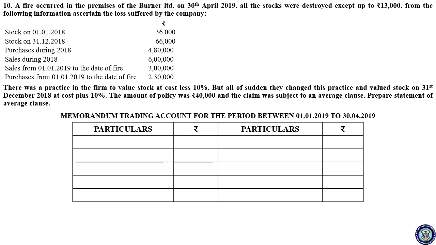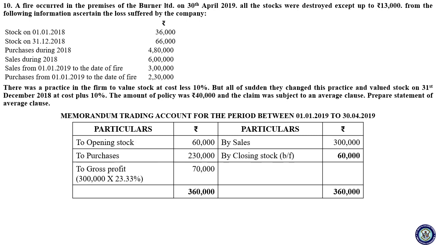Okay, next account, that is the memorandum trading account for the period between 1/1/2019 and 30th April 2019. So first you have to take the opening stock. The opening stock of the current year is the closing stock of the previous year. Previous year's closing stock will be the current year's opening stock.